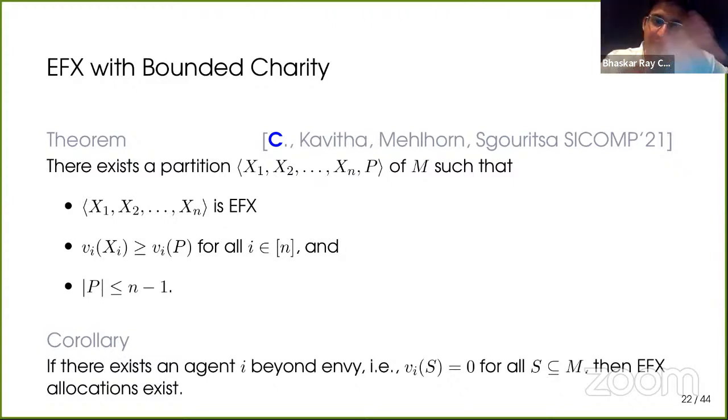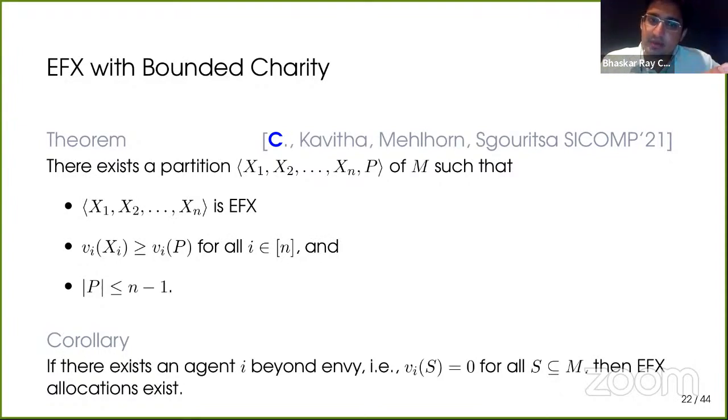Right? Whatever is going to charity, you can allocate. So whatever is unallocated, you can allocate it to this agent. Nobody's going to envy this agent, and this agent is not going to envy anyone else because he's beyond envy. There's another corollary. If you have just one agent whose valuation is the same for all bundles, then EFX allocations exist even when other agents have arbitrary general monotone valuations. It's a consequence of this theorem.